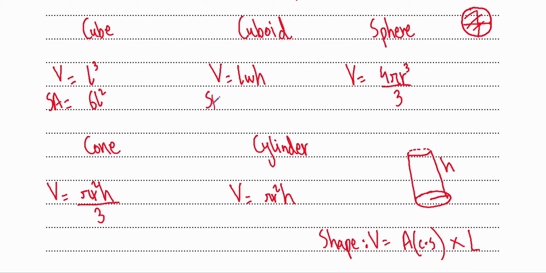So the surface area for a cuboid is going to be 2 times length times height plus 2 times length times width plus 2 times width times height. Because you have 6 faces in total, you have 2 of them that are the same length and height, 2 of the same length and width, and 2 of the same width and height.